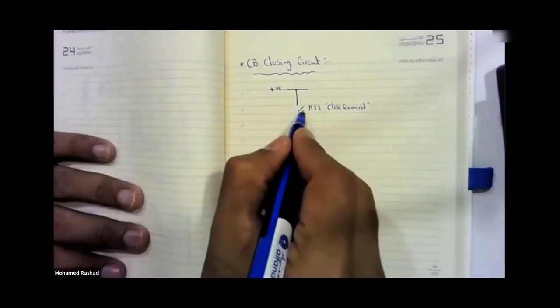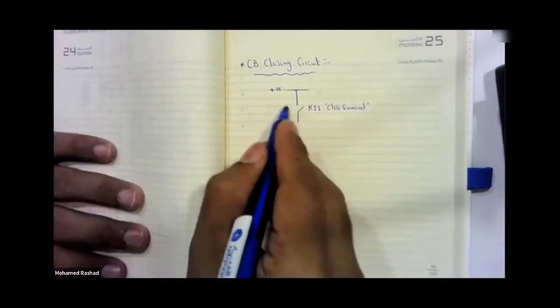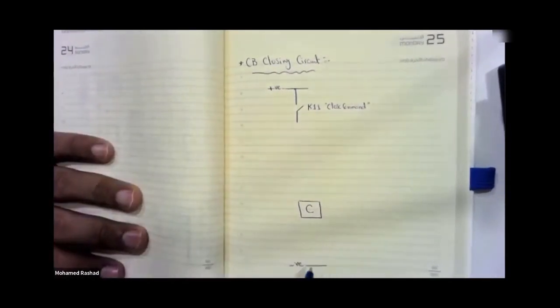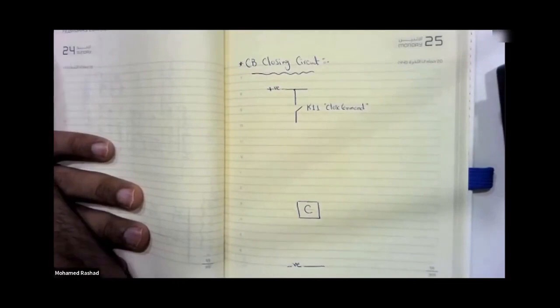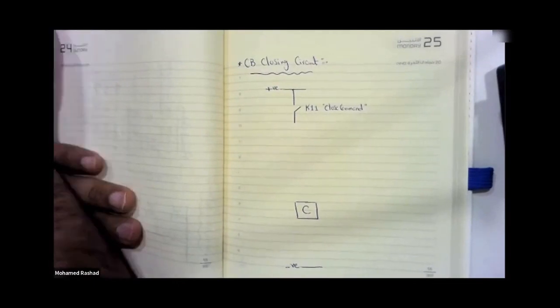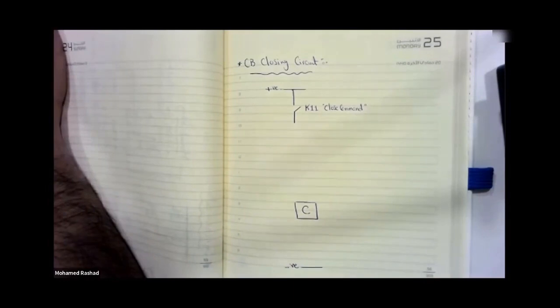Now, the close command is closed here. As soon as the close command is closed here, the positive is connected to the closing coil and the negative is connected to the closing coil. So the breaker is supposed to close, right? You told me yes, but still, there's something that needs to be determined first. What is it that you need to determine first?